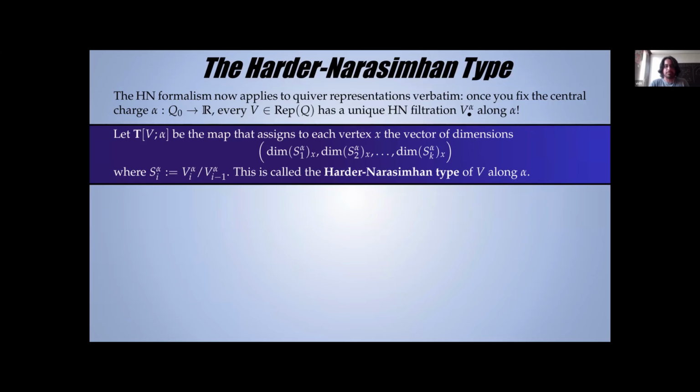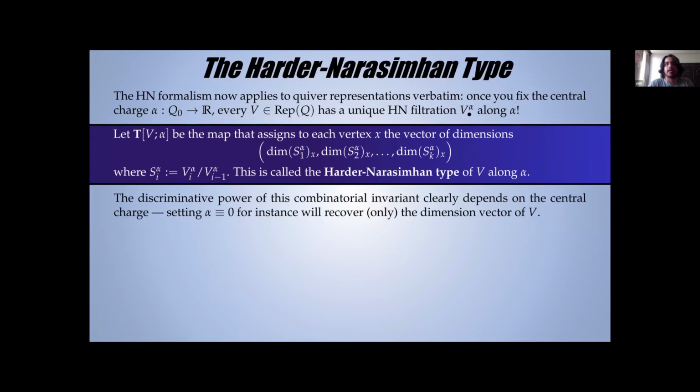Again, I haven't told you how to compute anything, but let's pretend that you could have access to this unique filtration that satisfied these two properties. Then this would be the invariant that you would assign to each vertex, the vector that you'd assign to each vertex. Now, it's purely combinatorial, and the whole thing depends on how nice alpha is.